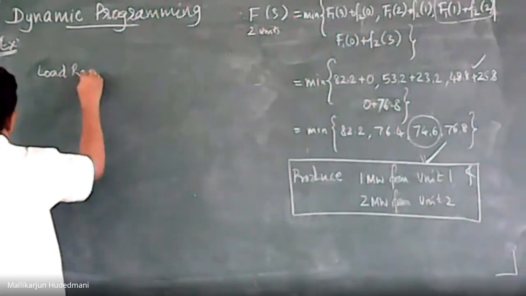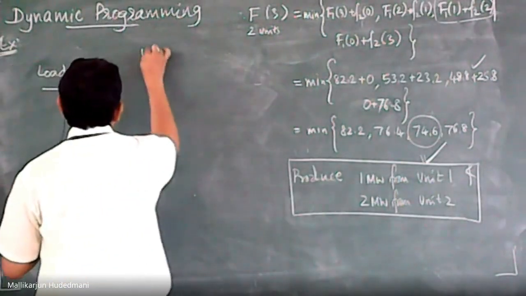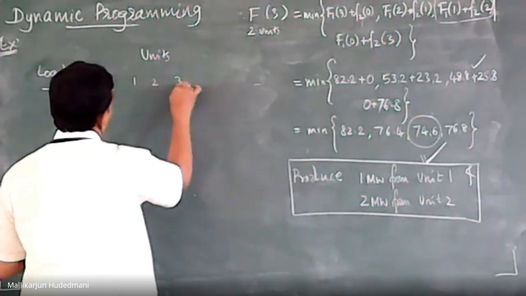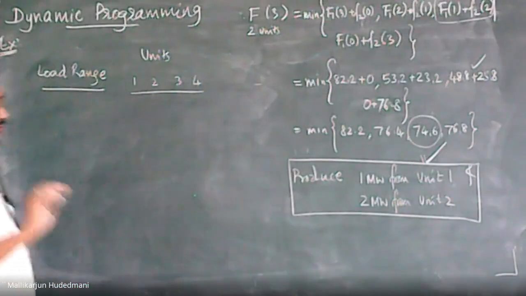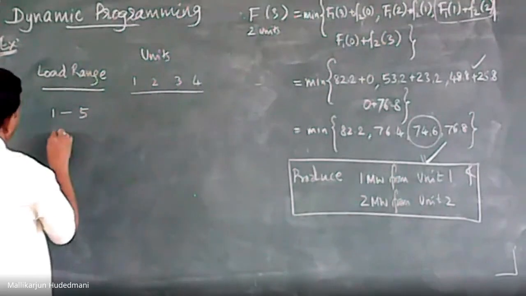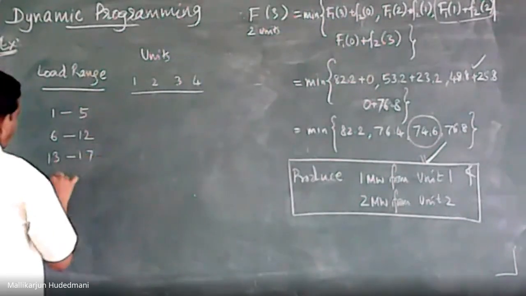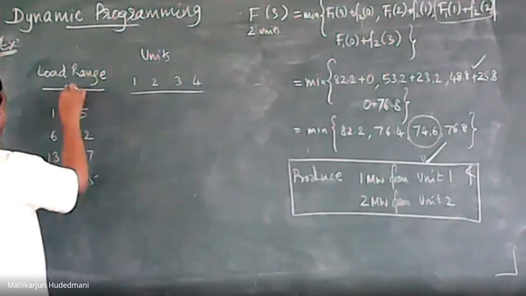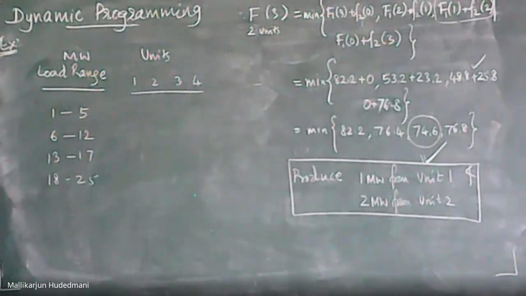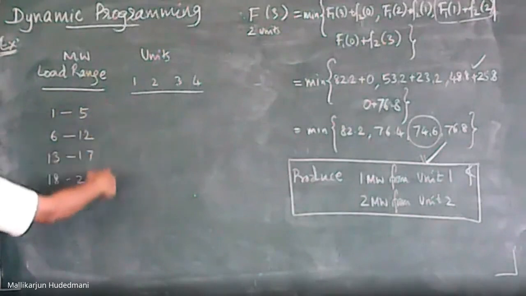So load range. Let me write it here. One parameter. Suppose I have a machine, units. Suppose I have like 1, 2, 3, 4. Let's say I have 4 units with me. Load range, maybe example 1 to 5, maybe 6 to 12, 13 to 17, 18 to 25, maybe megawatt. I mean it, megawatt load range. For example, then number of units what you have is 1, 2, 3, 4. 4 units have to be taken for such a load.